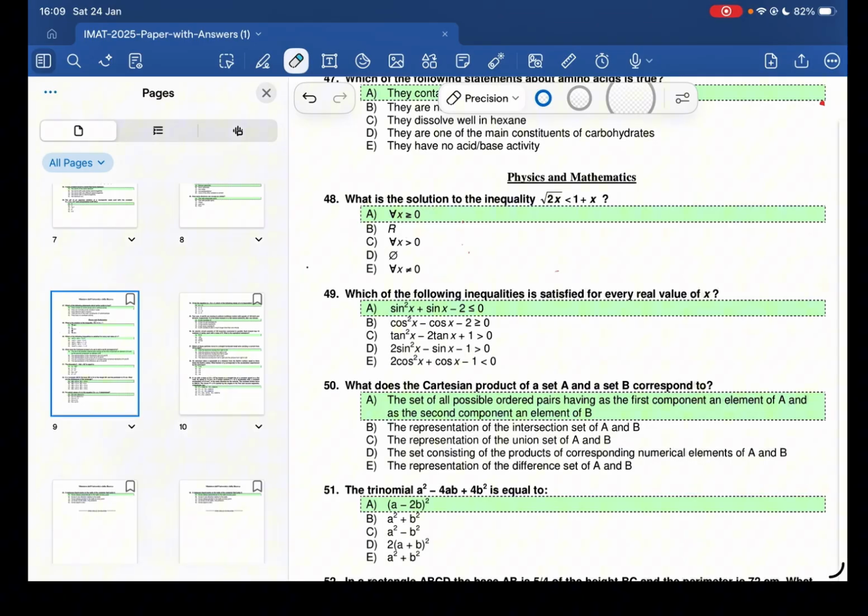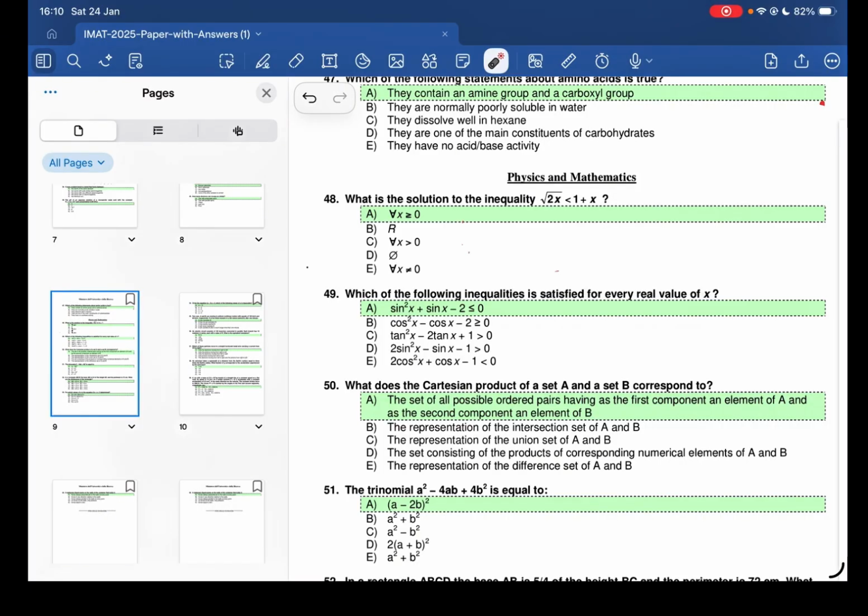First I'm going to go with the 48th question, which is: what's the solution to the inequality root of 2x less than 1 plus x? I have seen so many students have a problem with the notation. Which notation? This inverted A, which is known as the universal quantifier. The universal quantifier means for every value of x in the solution.